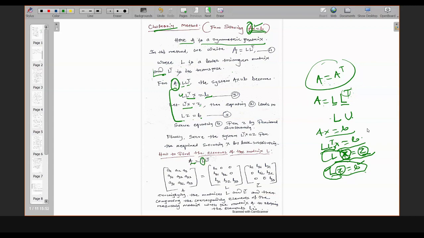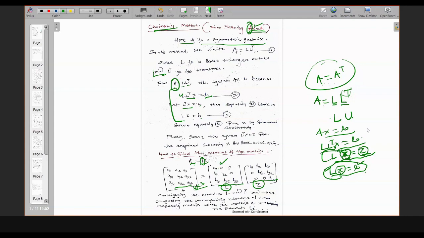Since you had written A equals L into L transpose, what you need to do? So A is this. I am demonstrating how to find the elements of the matrix L. I consider here a 3 cross 3 matrix. So the L matrix will be like this, and L transpose will be like this. This is the L matrix, and L transpose is this. And how to find the elements of the matrix L?